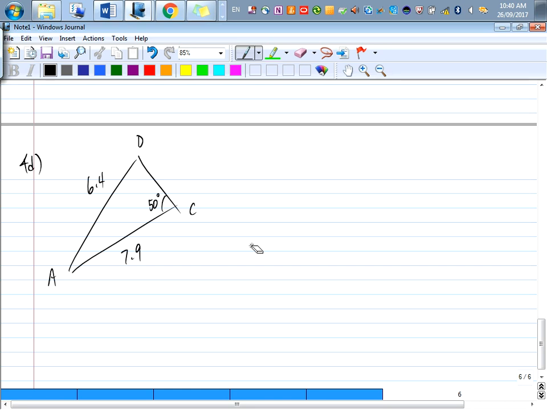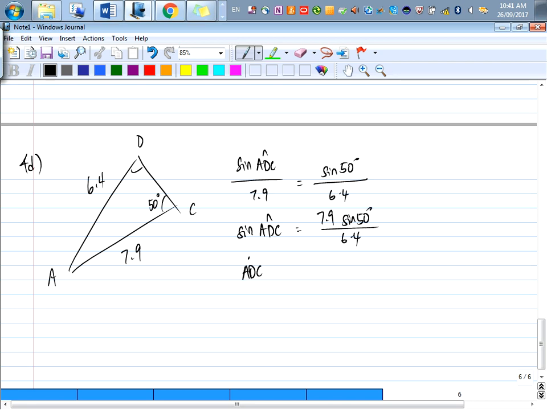Now to find the unknown angle ADC over here, which rule should I use? Sine rule, yep. So let's form an equation for the sine rule. Sine ADC divided by 7.9 is equal to sine 50 divided by 6.4. So make ADC the subject. Sine ADC equals 7.9 sine 50 divided by 6.4, and ADC is equal to, okay, wait, let me just do this first. How much is this?